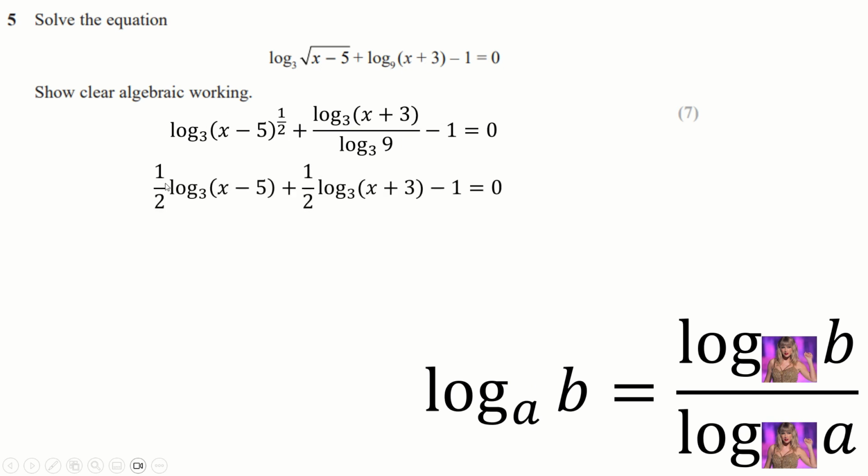This half can come out to the front here. I can factorize out a half, I guess, and then just say these two logs now have the same base, which means I can follow log laws and just multiply the two inputs.